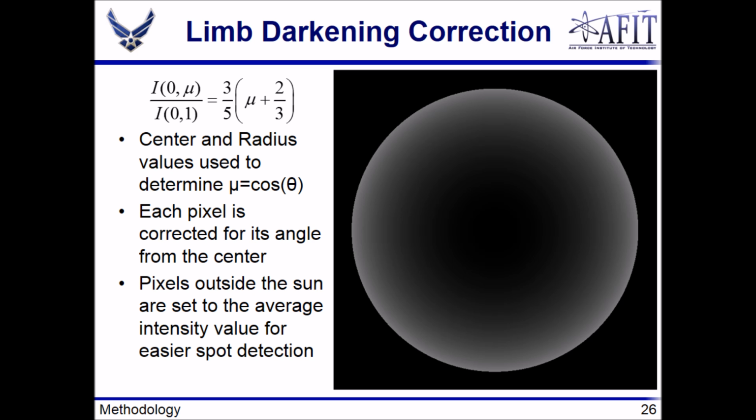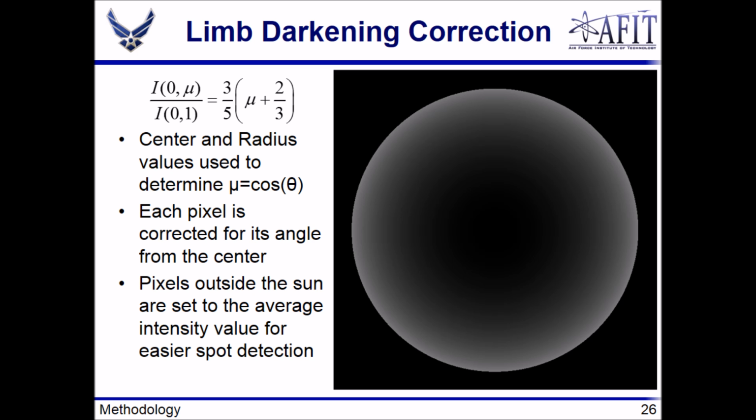After I have the center and the radius, I want to then go ahead and correct for the limb darkening that I talked about earlier. So the equation that I've written up here on slide 26, I have a ratio of intensities. The upper one has this function mu in it, where mu is defined as the cosine of theta, which is the angle off of the center. So think of the intensity at some angle off of the center of the sun, and the ratio of that to the intensity in the very center of the sun. That's what that equation is showing.